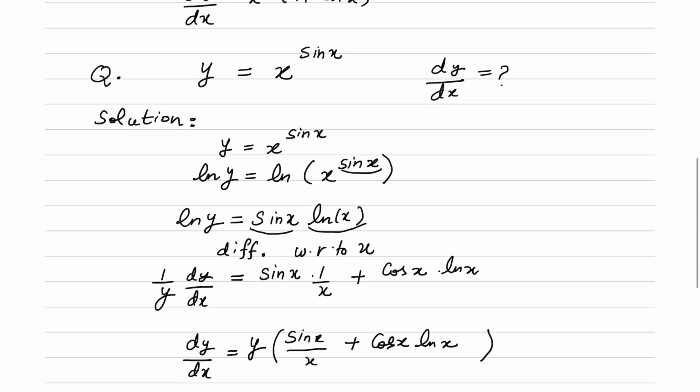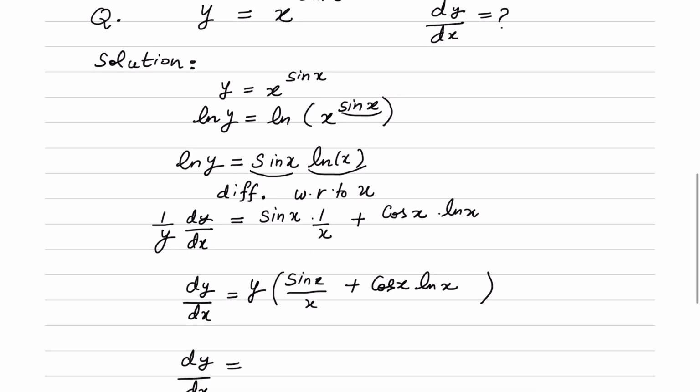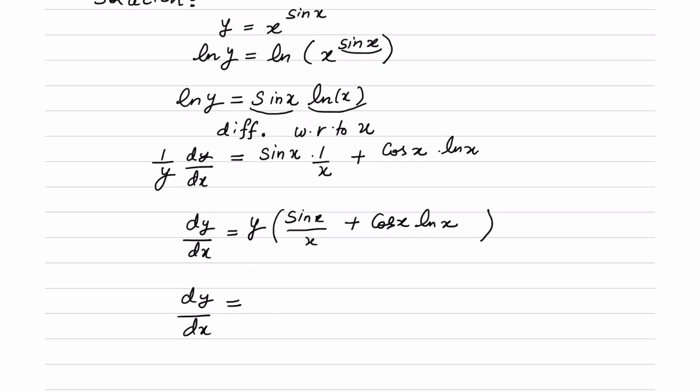Since y was equal to x to power sin x, here we will replace y with x to power sin x, and this expression as it is: sin x by x plus cos x ln x.